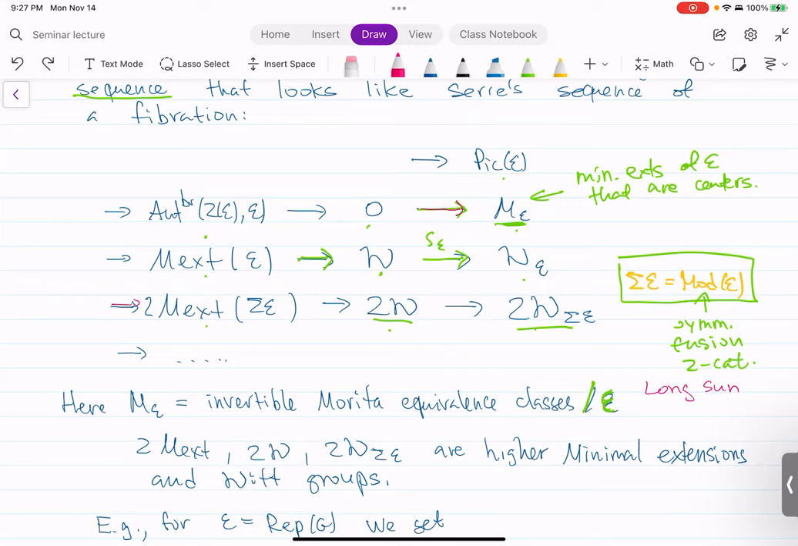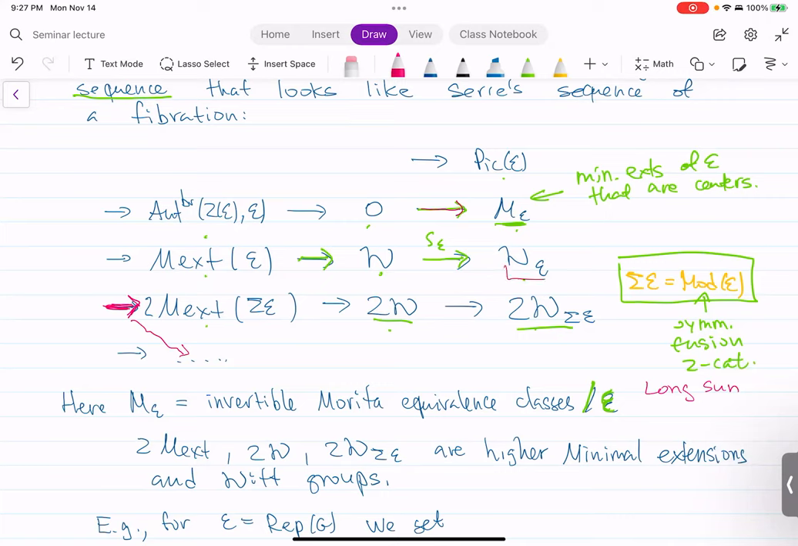I see. Yeah. So you have an arrow from this relative Witt group, WE. That arrow seems mysterious at this stage. Actually, I can explain. I don't want it to be mysterious.